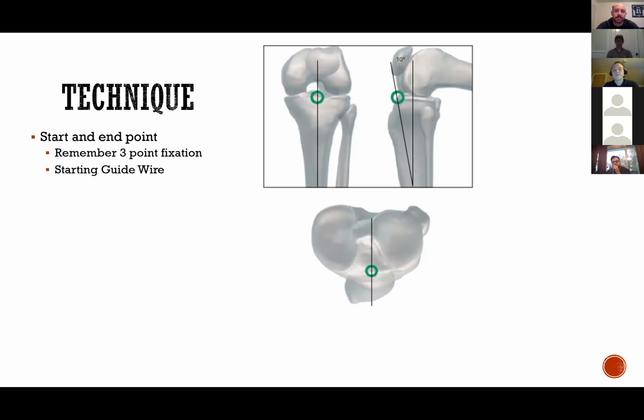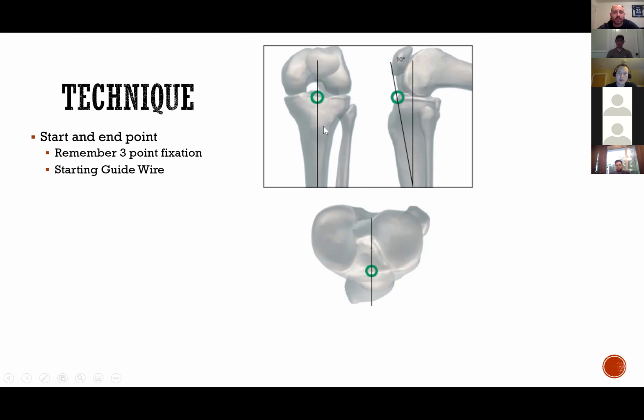So remember we talked about the way a nail works is by 3-point bending. Two of those three points are the start point and the end point. So those are very critical. Getting your start point is, one of our mentors says, the whole case. You get the start point, the case is done. If you mess the start point up, you're going to struggle for the remainder of the case.